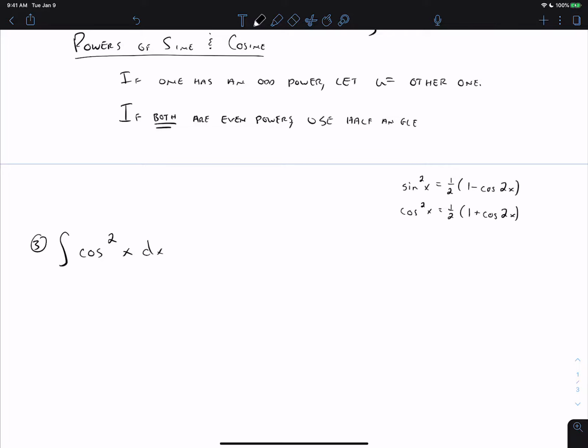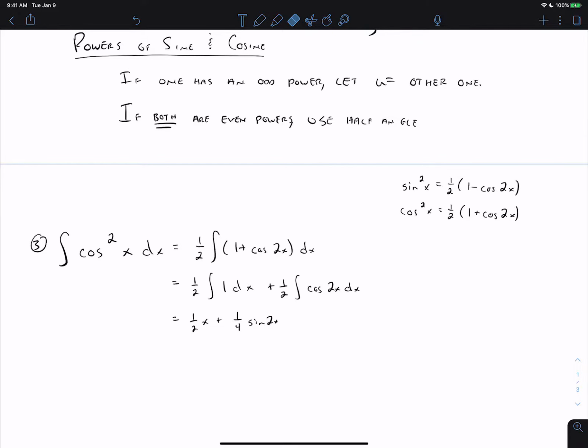So the half angle identity lets you rewrite this as 1/2 times the integral of 1 plus cosine of 2x dx. We can now split that into two integrals. So 1/2 times the integral of 1 dx plus 1/2 times the integral of cosine of 2x dx. The integral of 1 dx is x. The integral of cosine of 2x is 1/2 sine 2x. So we get 1/4 sine 2x.